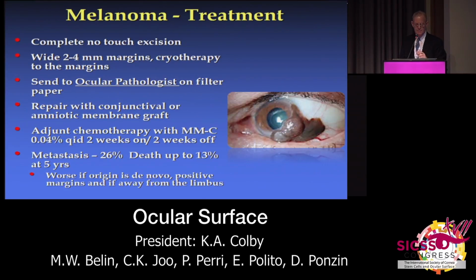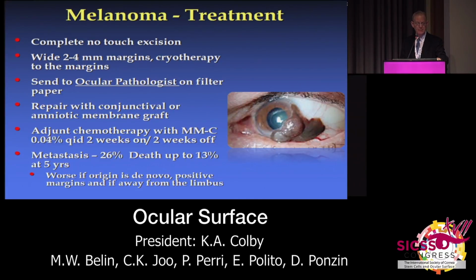You can repair these once they're excised with conjunctival or amniotic membrane grafts, and you can do adjunct chemotherapy, again with topical mitomycin, usually in a cycle of 2 weeks on QID, 2 weeks off, 2 weeks on, 2 weeks off. Metastasis again can be around 25-26%, with death as high as 13% at 5 years.